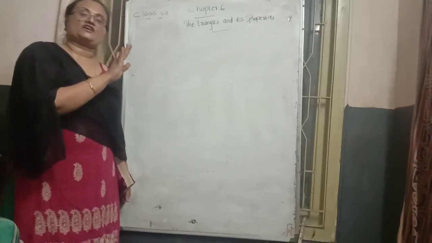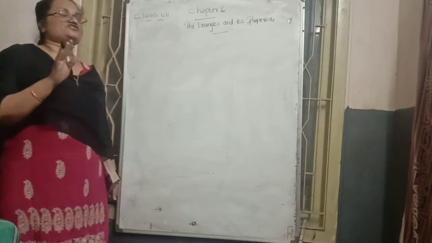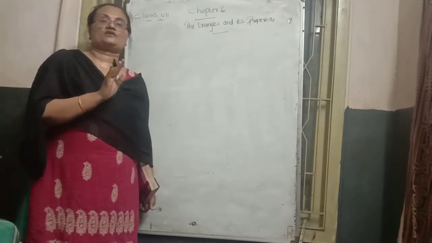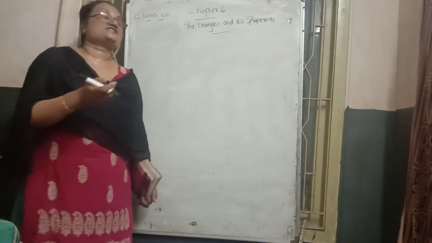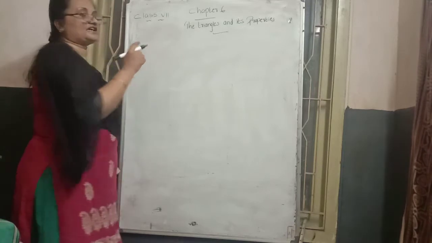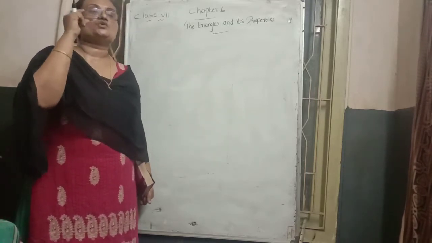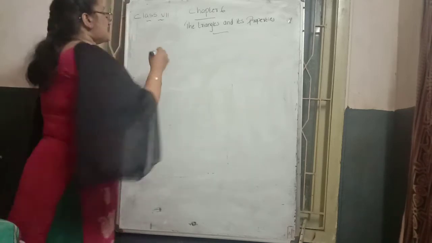Hi students, now we are going to discuss chapter 6, triangles and its properties. We already started triangles. Today's class is on the exterior angle property. The exterior angle property says that the exterior angle is equal to the sum of the interior opposite angles.